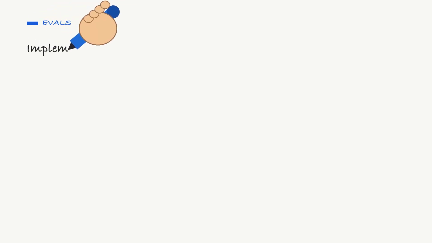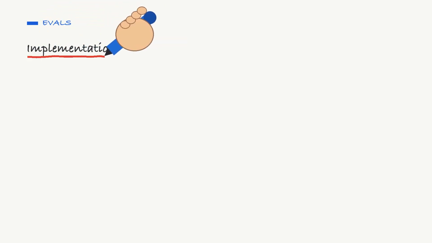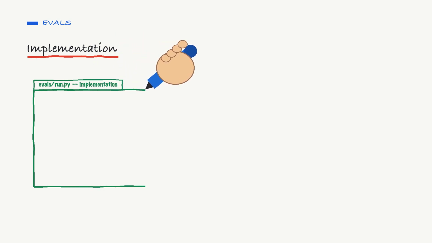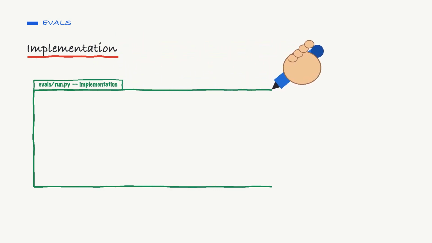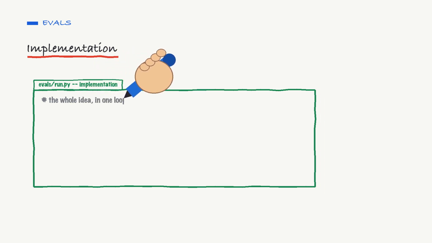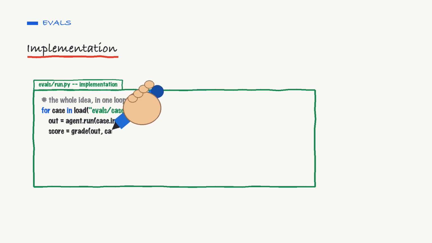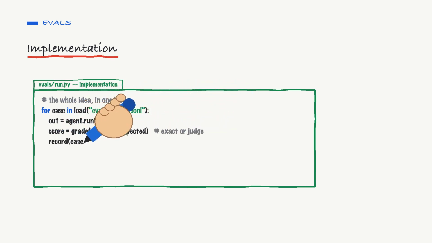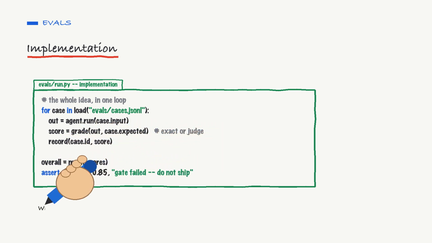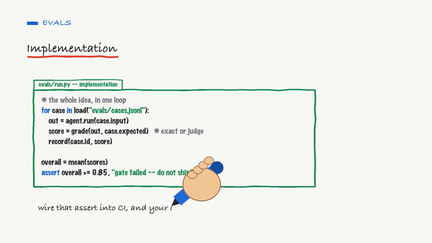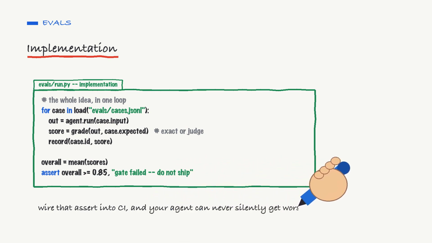And implementing all of this is honestly one loop. For each case in your eval file, run the agent, grade the output, exact match where you can, judge where you can't, and record the score. Average them and assert the gate. Overall must clear 85%, or the run fails with "do not ship." Wire that assert into CI, and you have the whole machine. Offline evals, judged scoring, regression gate. The report is just this loop's output, formatted for humans.